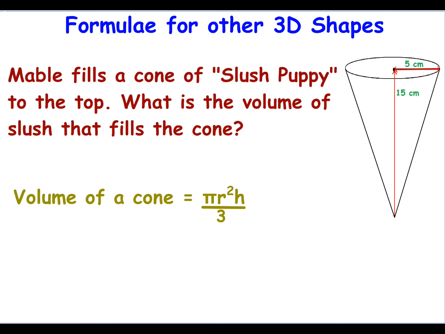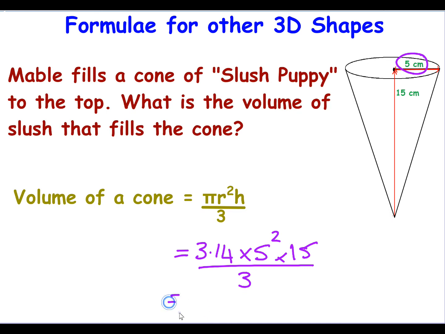Let's have a look at a question to practice that skill. Mabel fills a cone of slush puppy to the top. What is the volume of slush puppy that fills this cone? The volume of a cone is pi r squared h over 3. So we know pi is 3.14 times the radius we understand is 5, so we're going to square it, times the height of our cone, which is 15 centimeters. And then you have to divide the whole thing by 3.